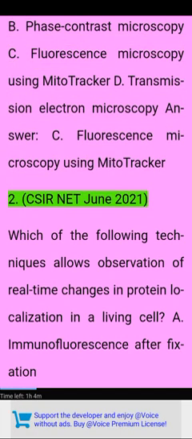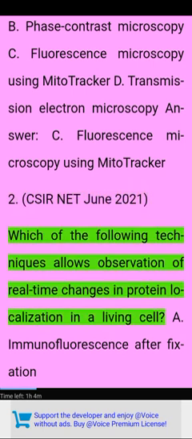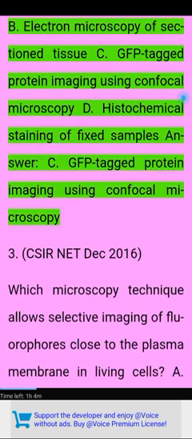2. CSIR-NET June 2021. Which of the following techniques allows observation of real-time changes in protein localization in a living cell? A. Immunofluorescence after fixation. B. Electron microscopy of sectioned tissue. C. GFP-tagged protein imaging using confocal microscopy. D. Histochemical staining of fixed samples. Answer: C, GFP-tagged protein imaging using confocal microscopy.